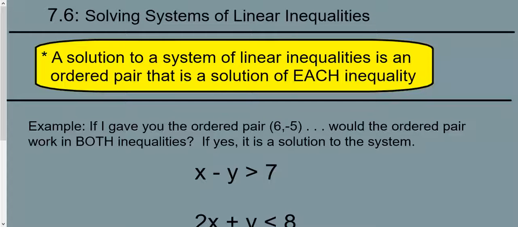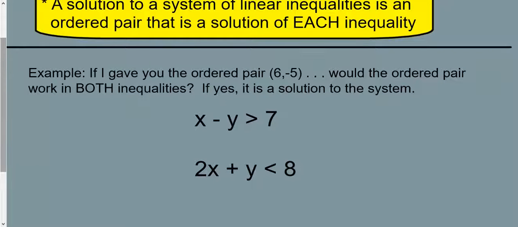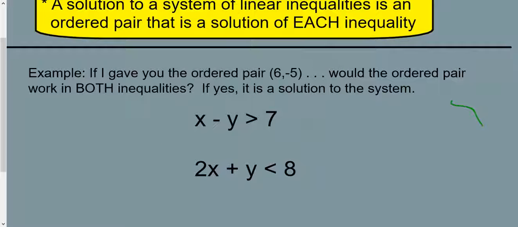So we can check to see whether an ordered pair is a solution two different ways. One method is graph it and see if it falls within that region. The other method is to plug in the ordered pair into each inequality and see if it works.